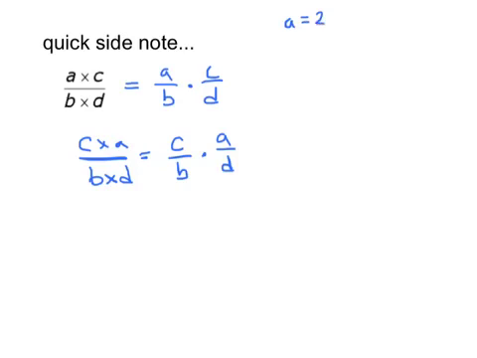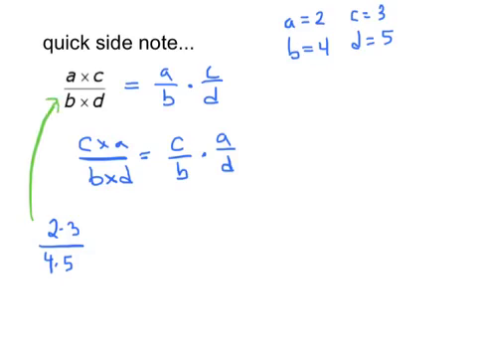These will all eventually give you the same problem, because if I told you that a is equal to 2, c is equal to 3, b is equal to 4, and d is equal to 5, if I plug these numbers in, watch what happens. So if I do a times c is 2 times 3 over 4 times 5, and this is just the original problem here. What I'll end up getting is 6 over 20, which I'm not going to simplify.